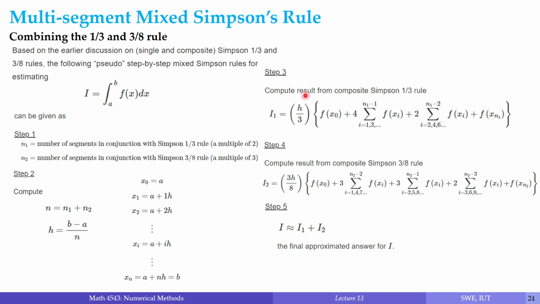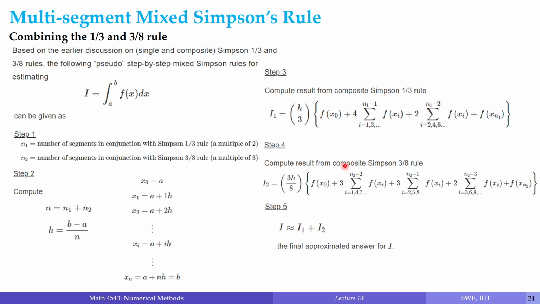The third step is to compute the result from the composite Simpson's 1/3 rule. So for the mixed version, we first find the area underneath the curve for the segments over which we are applying the Simpson's 1/3 rule. We will apply the composite version of the Simpson's 1/3 rule formula, plug in the respective functional values, and calculate the integral I sub 1.